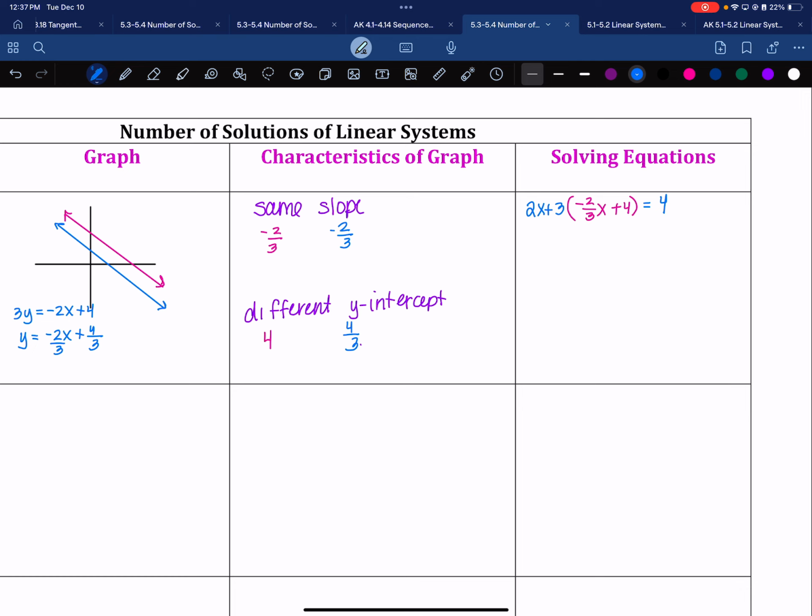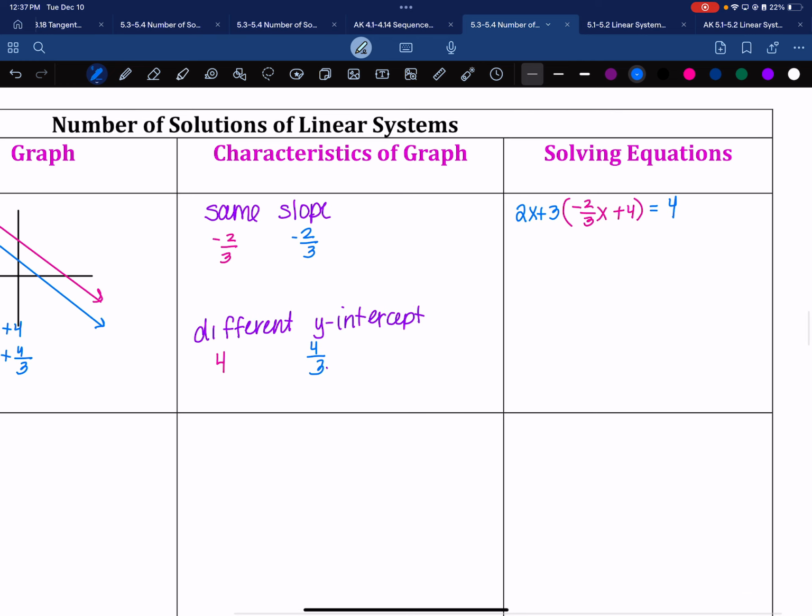Was that right? Okay, we go ahead and we distribute, so 2x, 3 times negative 2/3 x. That becomes negative 2x, 3 times 4. Okay, so we have 2x minus 2x. What happens there? Those cancel out. So don't we get 12 equals 4?